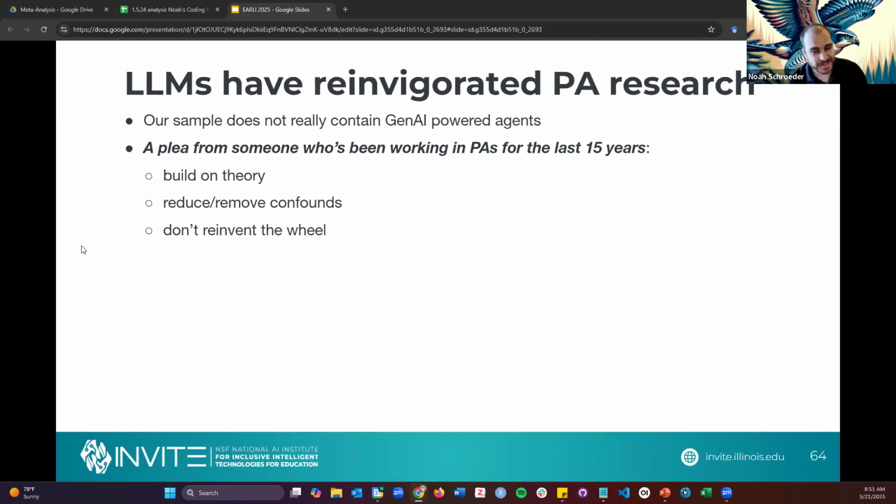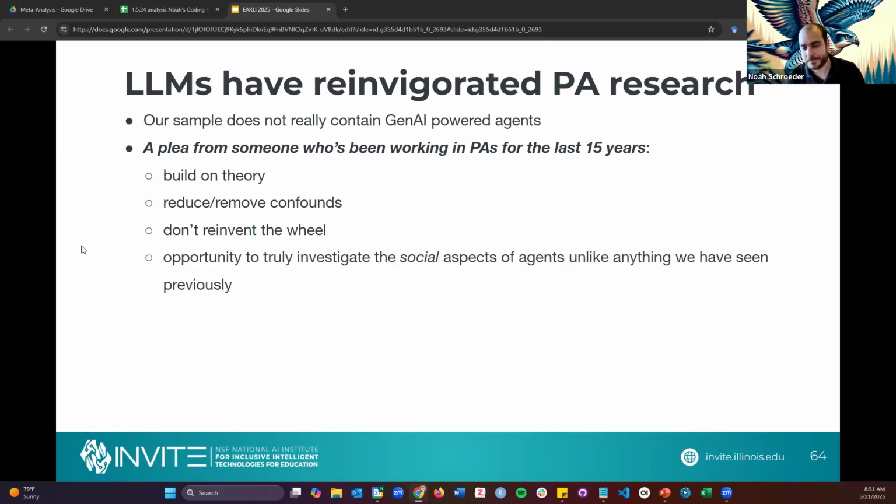Third, we don't need to reinvent the wheel. Agents are not a brand new thing. Agents have been around since like 1995. So if you think about that, that's like 30 years of agent research. So please read back in the previous research that's there and think about what things are still relevant and what things aren't relevant anymore. You don't have to just start from zero.